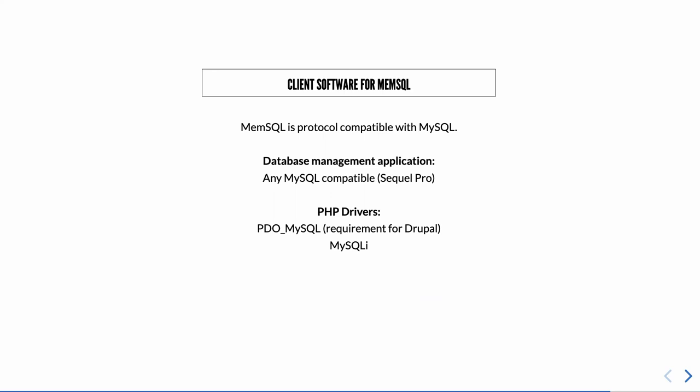The second interesting question is client software for MemSQL. Actually, MemSQL is protocol compatible with MySQL. What does it mean? It means that MemSQL says to the software clients that they work with MySQL. So clients have no idea that they work not with MySQL, but with MemSQL. So you can use any database management applications as you want. For example, I use Sequel Pro on the Mac. And you can use the same PHP drivers as we use with MySQL. So it's a very familiar stack that we used before. So in the LAMP stack, MySQL can be changed to MemSQL without problems.